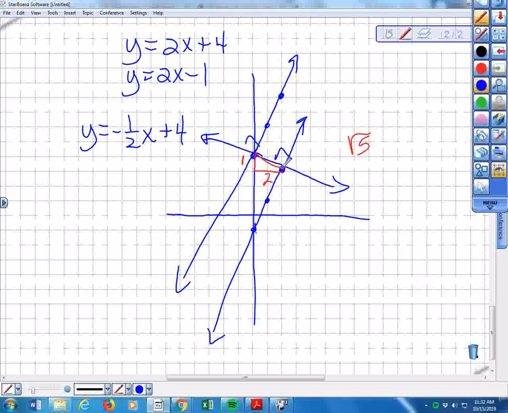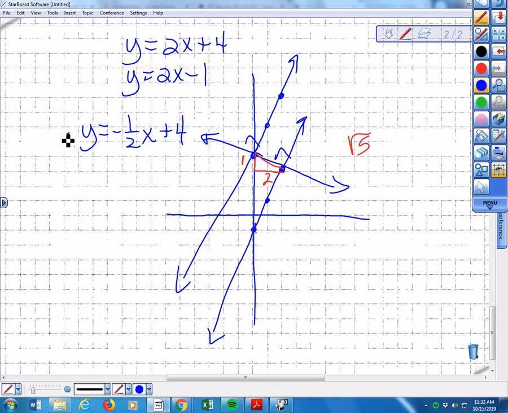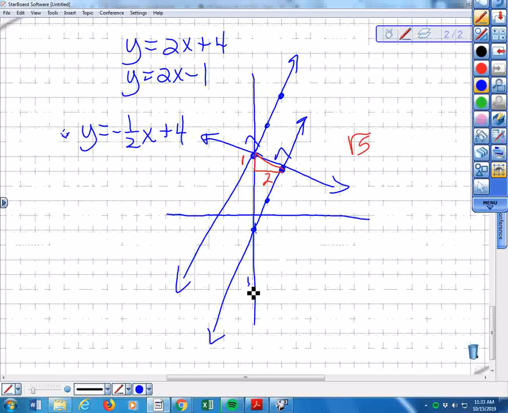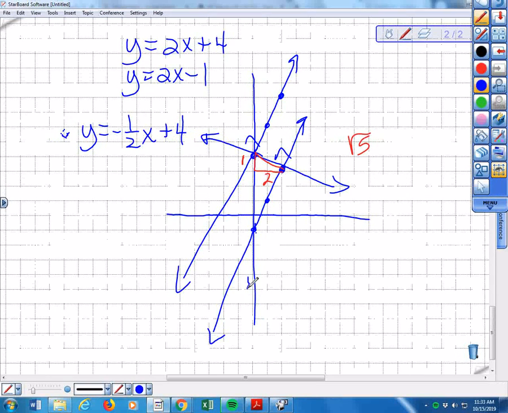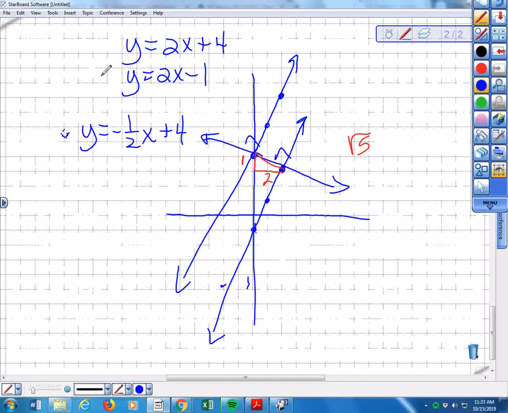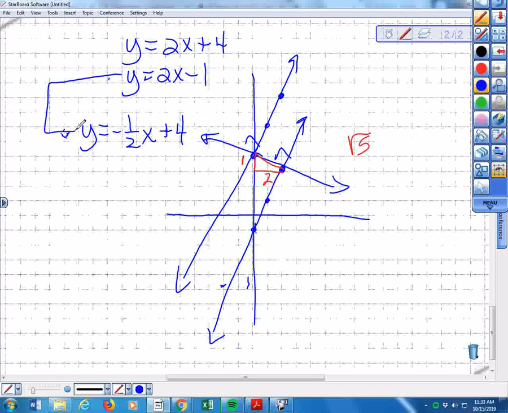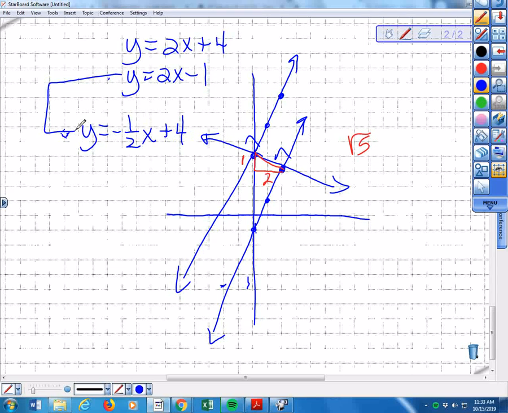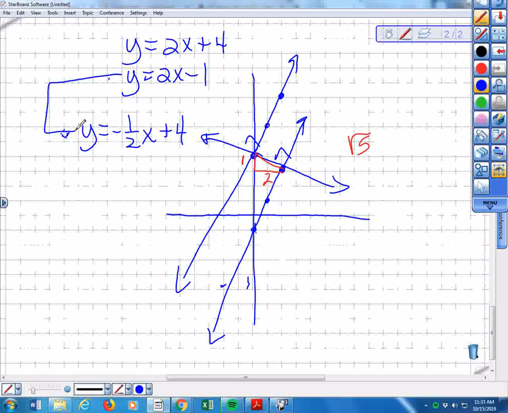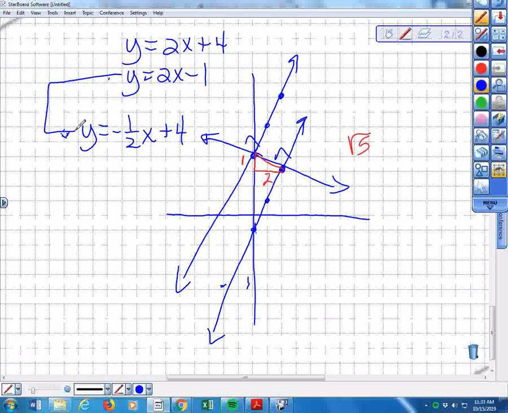Well, now I've got this equation, and I want to figure out where this equation, the perpendicular line, intersects with this one. Nope. I want to figure out where it intersects with this one. So which one of these two is the equation of the bottom line? The bottom one. Okay? So where those two intersect, where they're equal to each other, is where that point is. So what I have to do algebraically is set this equation equal to this one, because where those two are equal is where they intersect.